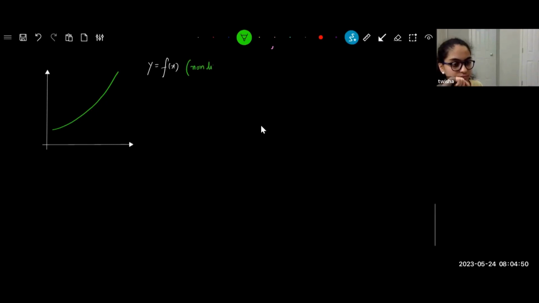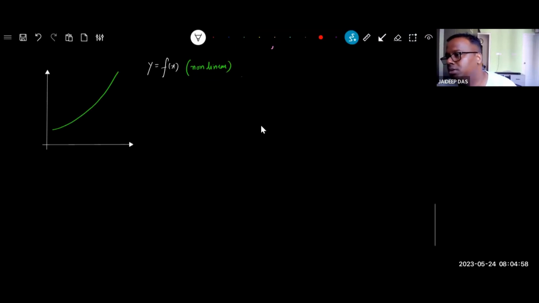Non-linear. You know, right? Linear functions will always have a straight line. This is a non-linear function, y equal to f(x). And I bring my question back to you. What is the slope of f(x)? Then you said the question you are asking doesn't make sense because the slope itself is variable.